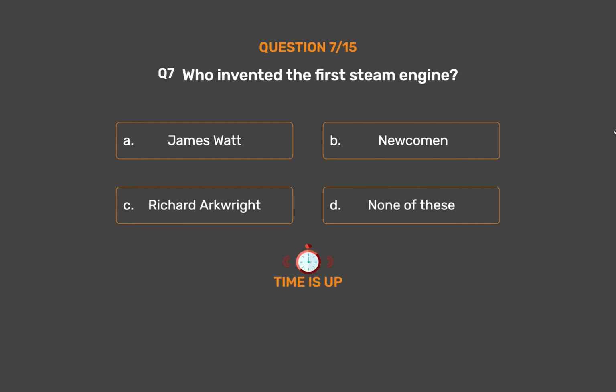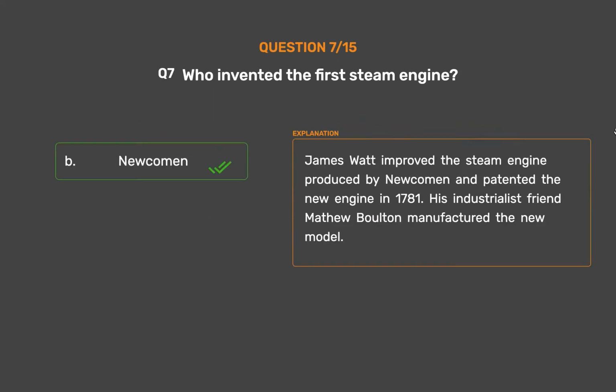The correct answer is Option B. Newcomen. James Watt improved the steam engine produced by Newcomen and patented the new engine in 1781. His industrialist friend Matthew Boulton manufactured the new model.